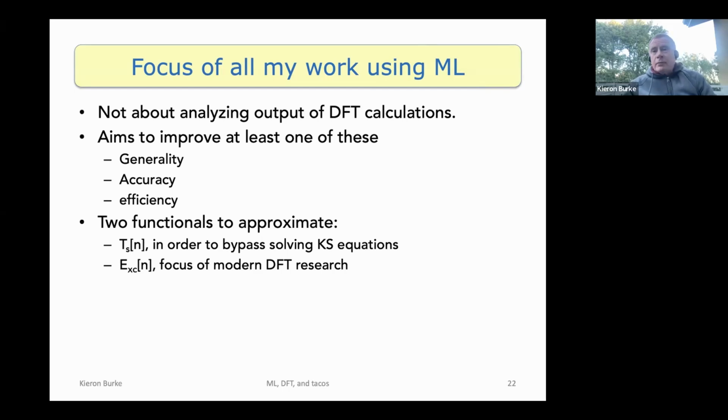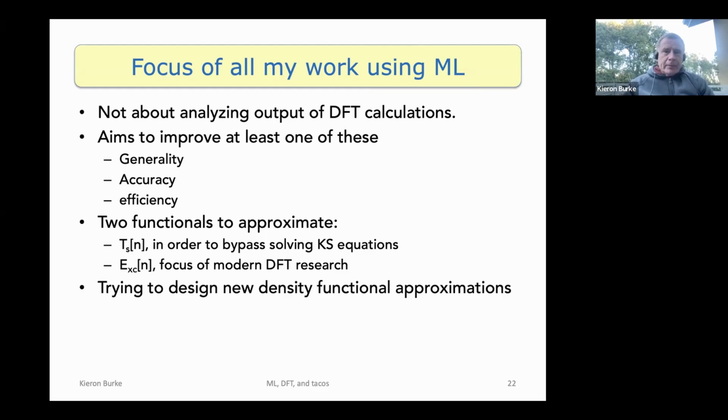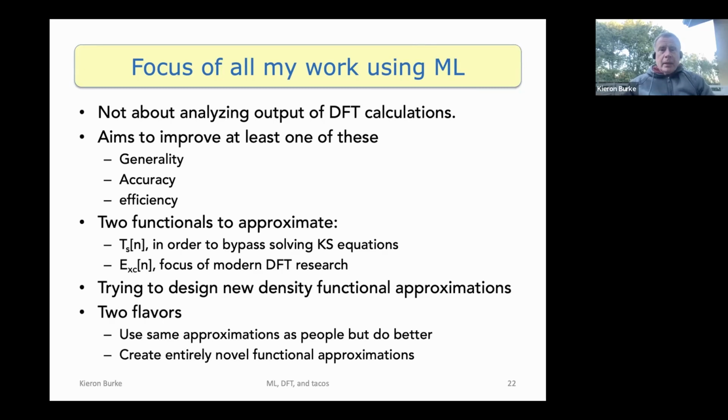And then a big focus of modern DFT research is learning better formulas for the exchange correlation energy. That's the thing that people approximate in all the calculations that they do. And these days, by the way, there are at least 50,000 Kohn-Sham DFT calculations published each year. So while I'm talking, 10 more will have appeared. Okay. So we're trying to design new density functional approximations.